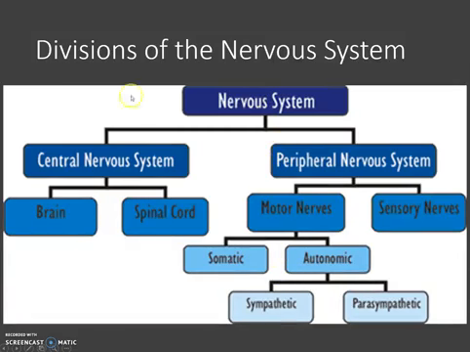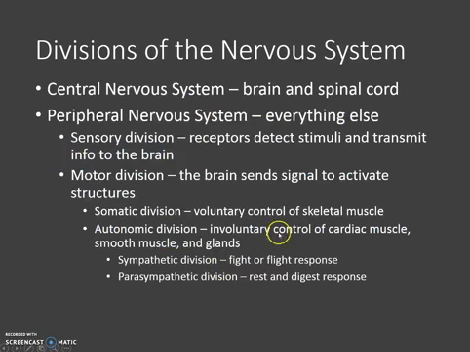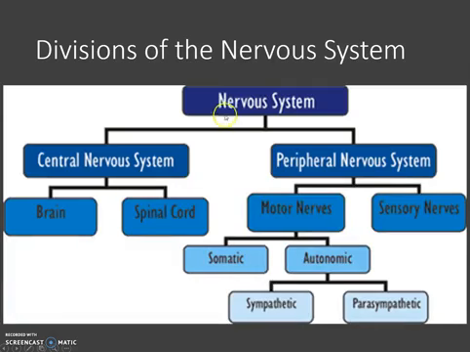First of all, this slide is just showing you the same information organized in a different way. Once again, the nervous system is made up of the central nervous system and the peripheral nervous system. The central nervous system is made up of the brain and spinal cord. The peripheral nervous system is made up of motor nerves and sensory nerves. The sensory division sends information to the brain.